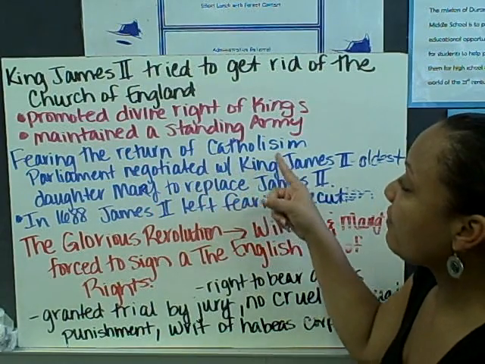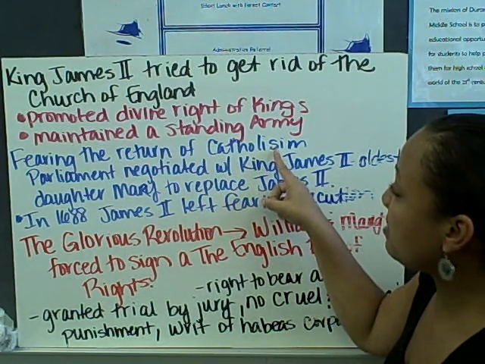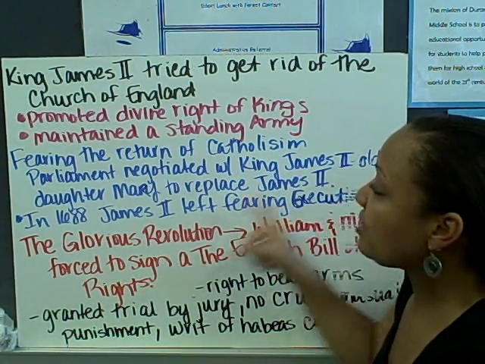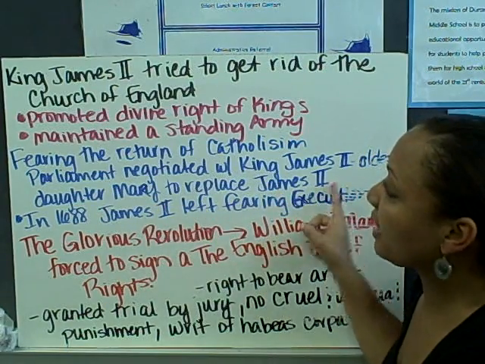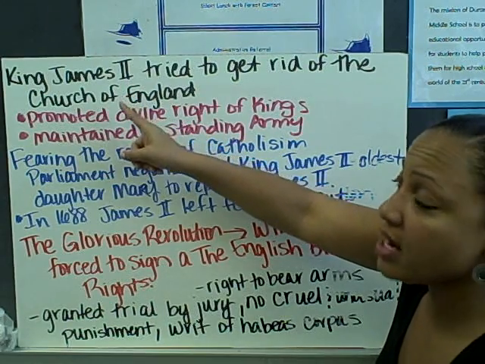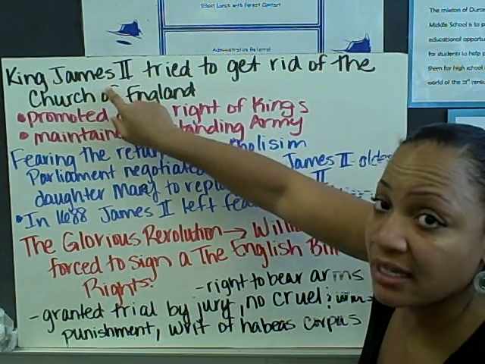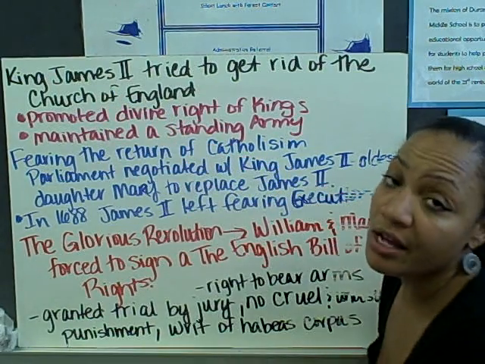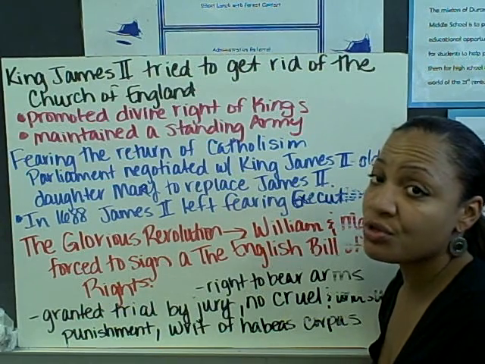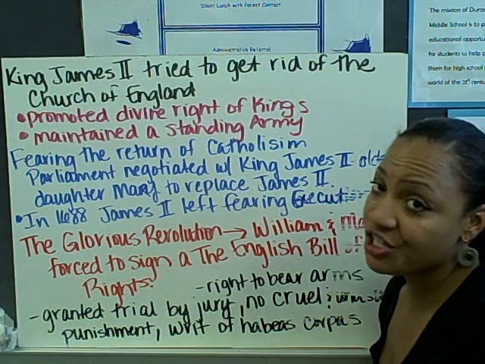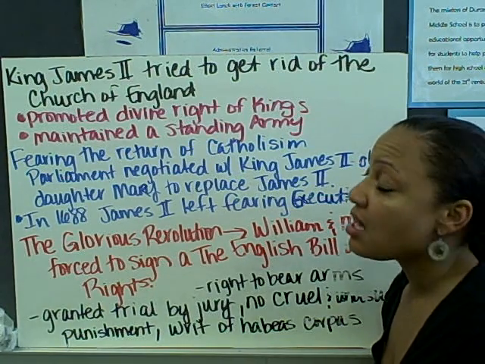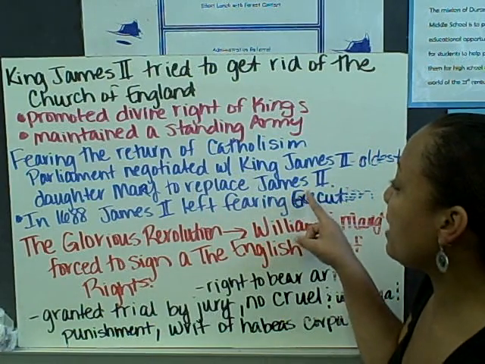Fearing the return of Catholicism, and that should be a C, that's a typo, Parliament negotiated with King James II's oldest daughter Mary, to replace James II. So King James, although he was a Catholic, his oldest daughter Mary was a Protestant. So they went behind his back, talked to his daughter, and said, look, we'll let you be queen. Get rid of your father, as long as you rule as a Protestant. So what does she do? Her and her husband, they become king and queen of England. So Mary is going to replace James II.